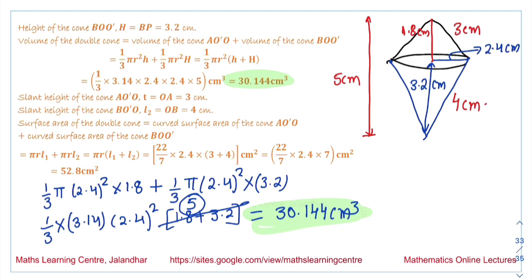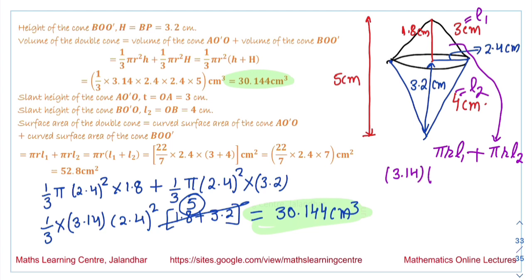The second thing we have to calculate is the total surface area. For the total surface area, we have to calculate the curved surface area of this upper cone. The curved surface area is pi r L1, where L1 is the slant height, plus the curved surface area of the second cone, pi r L2. So the answer is 3.14 into the radius 2.4, and L1 plus L2 means 3 plus 4. So 3 plus 4 is equal to 7. So we have 7 over here.